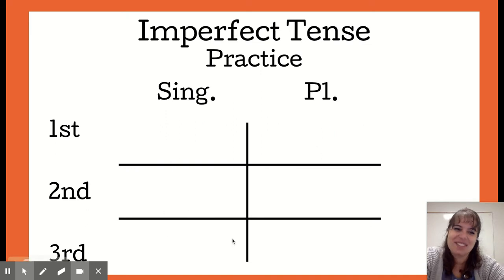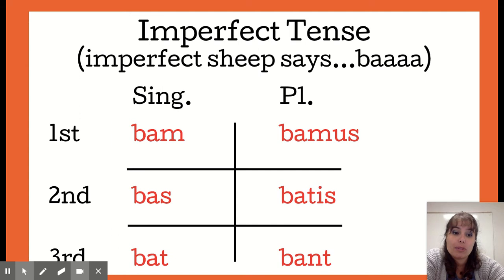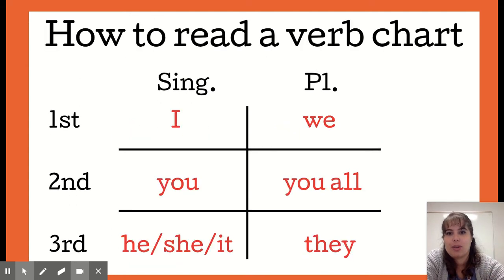And then again, some more practice. So remember, the imperfect tense is also formed from that present stem. So go all the way back here.